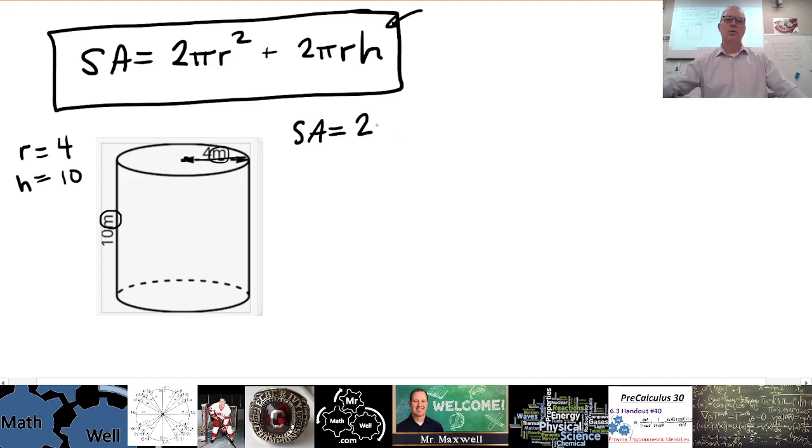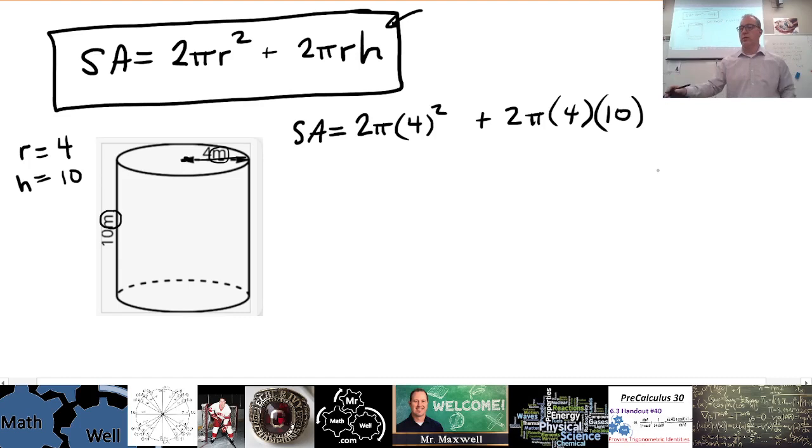So 2 times pi. Now the r we're going to fill in. That's 4 squared. And you can put the squared inside the brackets too. That's okay. So what I mean is you can write it like this as well if that makes things a little more clear for you. It doesn't really matter which way you do that. Plus 2 pi, well, r is 4 again, times h, which is 10. So I'll need to see that line of work, all right?